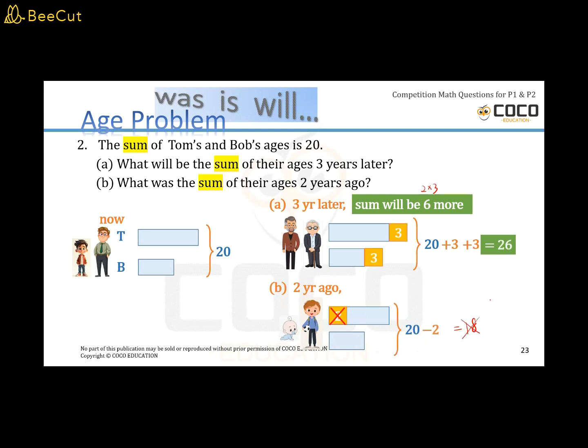We know no. Because 2 years ago, not only Tom getting 2 years younger, Bob also getting 2 years younger. So you should minus 2 for Tom, also minus another 2 for Bob. So together, you should minus 4. That's 2 years ago, the sum was 4 less, which is double the 2.